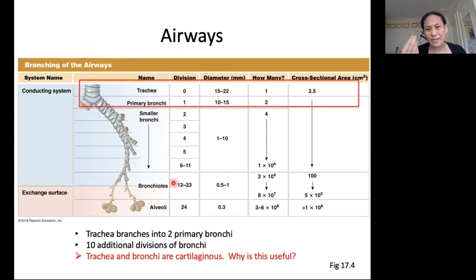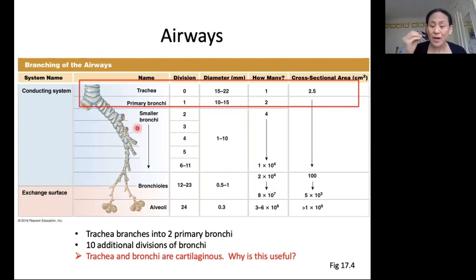So each branch has a smaller diameter than the previous branch, okay? Let's see, the trachea and bronchi are cartilaginous. Let's give you a moment to think about why that might be a useful feature for our airways to have, so think about that.